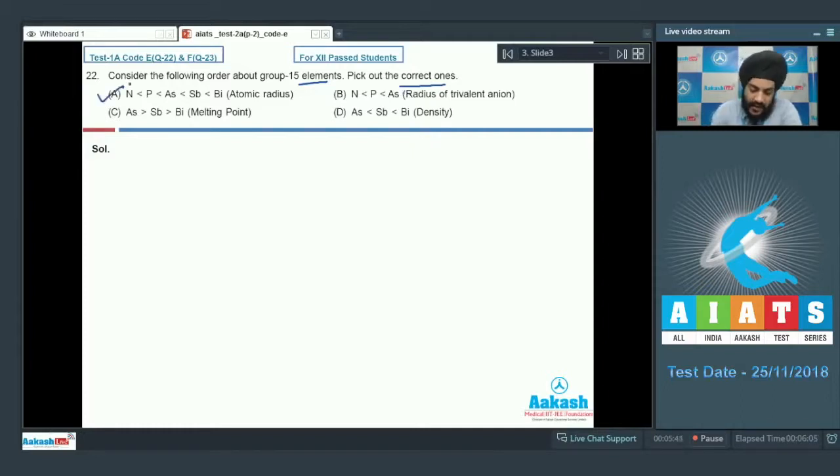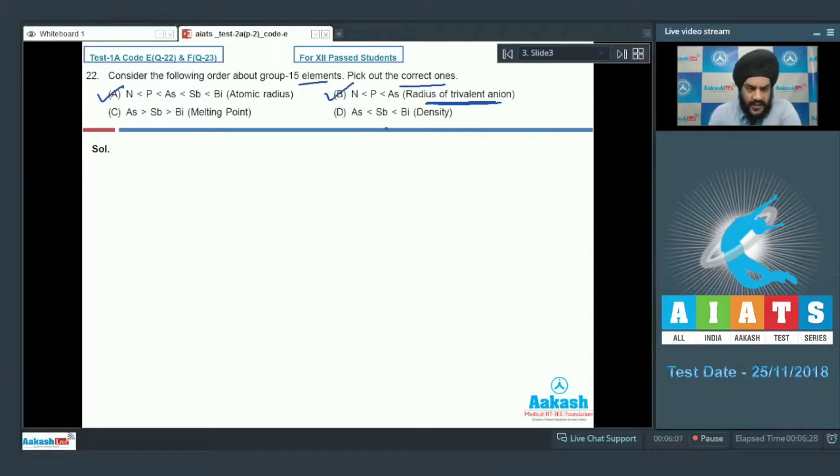We know that atomic radius smoothly increases as we move down the group. In the next option, the examiner seems to be interested in knowing about the radius of the trivalent anion. So again, as we're moving down the group, the radius of the trivalent anion also is going to increase. So this is also correct.